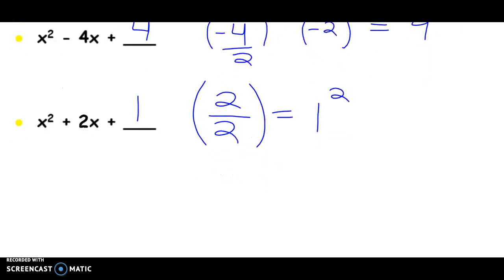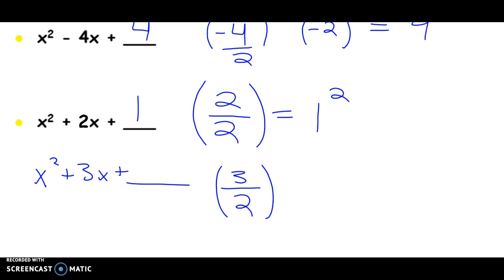I'm going to add one more. Add this to your notes: x squared plus 3x. Alright. 3 divided by 2 is 1.5. Okay, this is actually easier if you leave it as a fraction. So if we take 3 and we divide it by 2, just leave it as 3 halves.